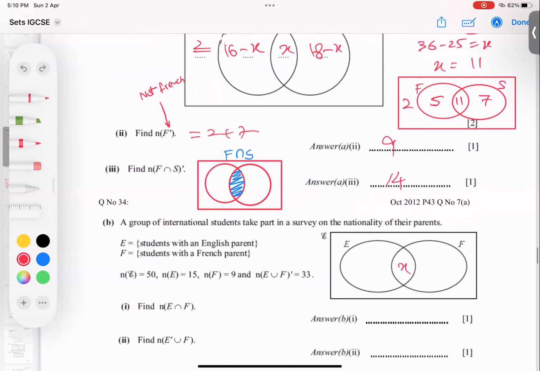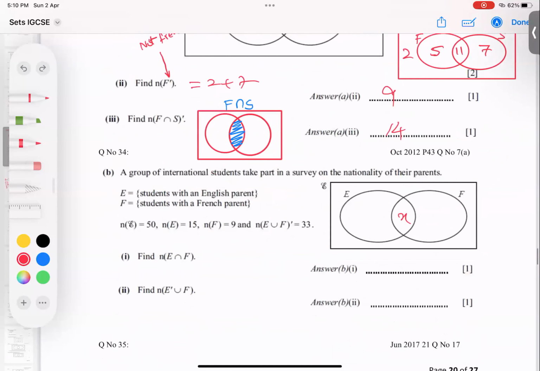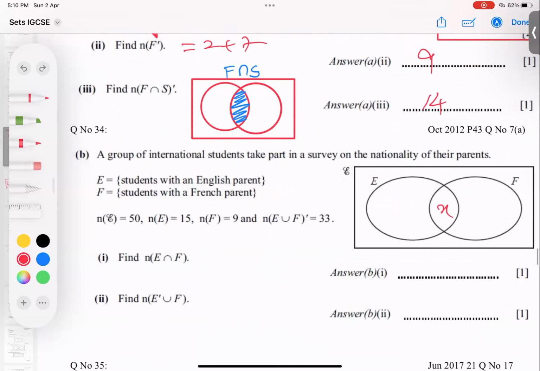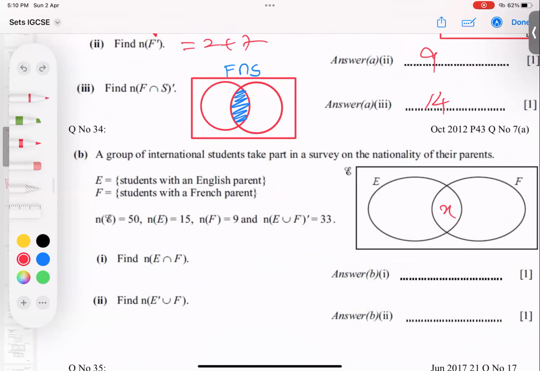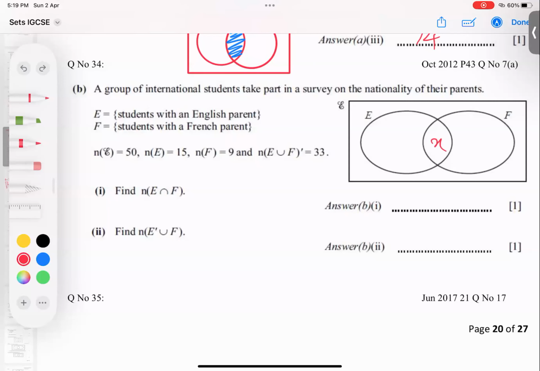So I hope you got the previous question very clear. Now please take your time and try question number 34, and then I will do this question myself. Let's look at how to start this question. As I said before, always check if the middle element is given, otherwise start with X. E stands for English parents, F stands for French parents.